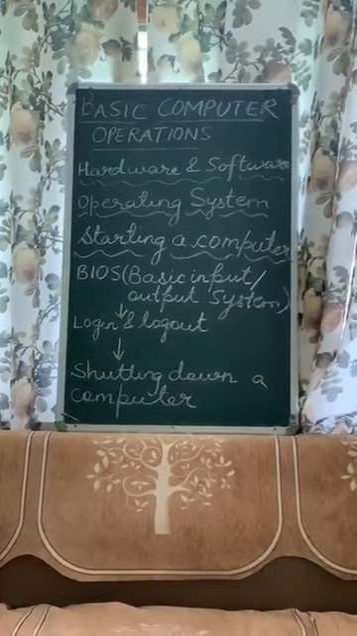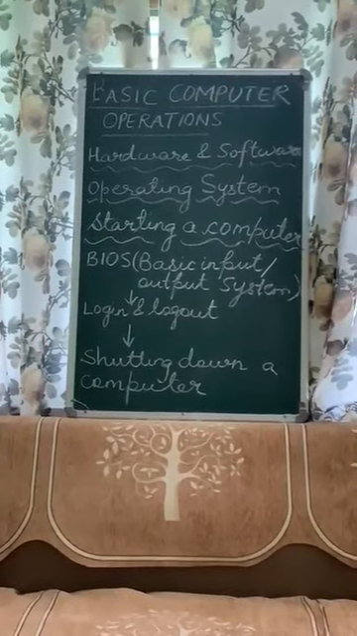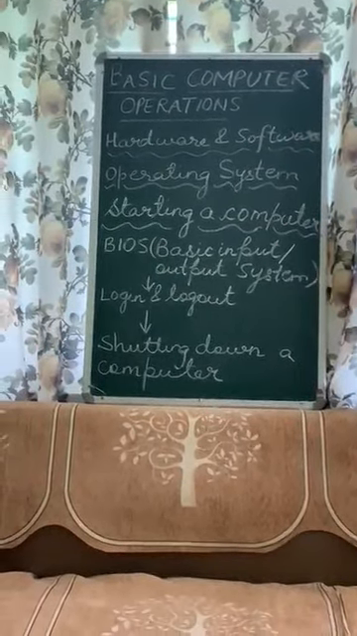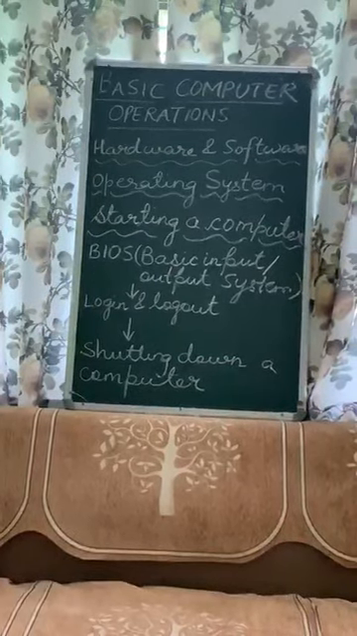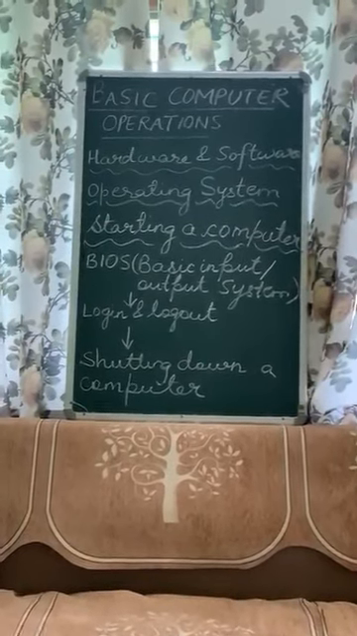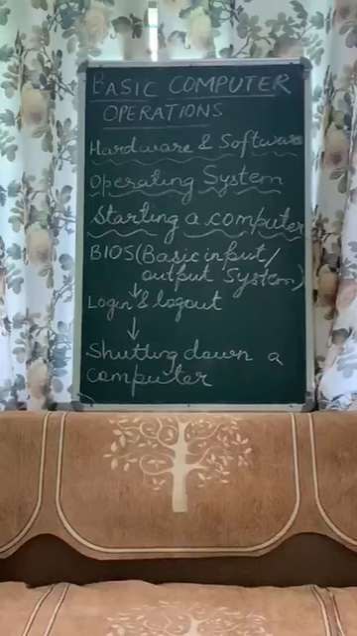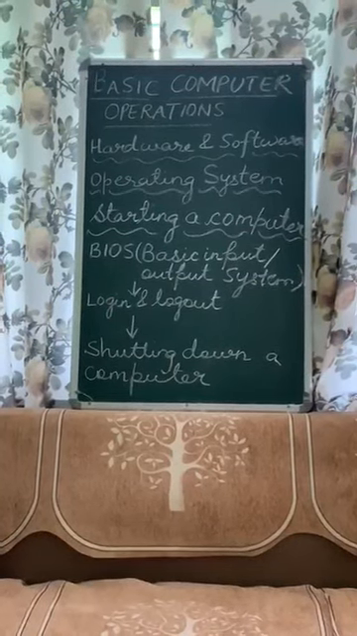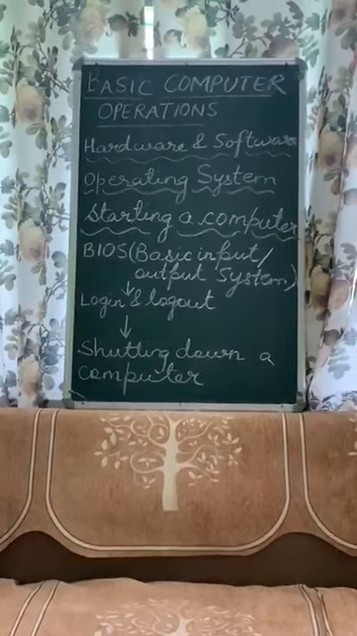Now the next thing is operating system. Operating, as the name suggests, it is the software that helps the computer to operate, to work. This is the software that starts working as soon as you switch on the computer. It displays the desktop on the computer.